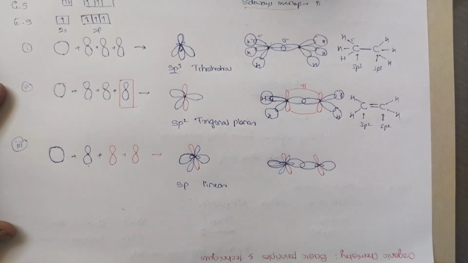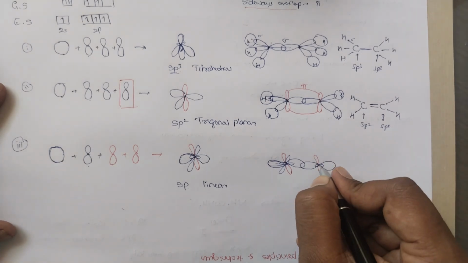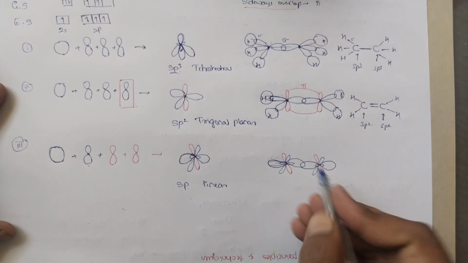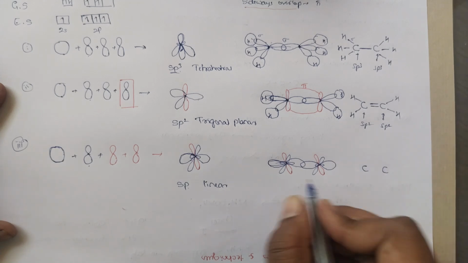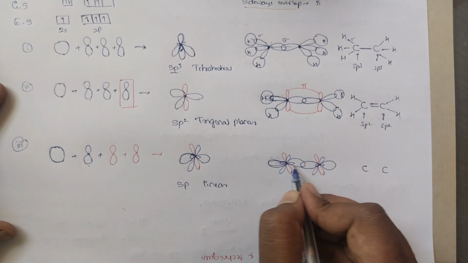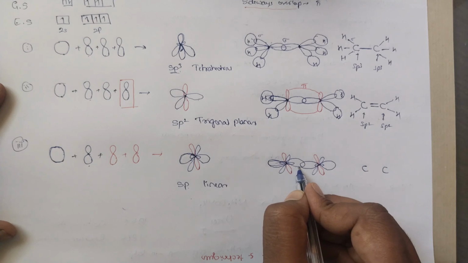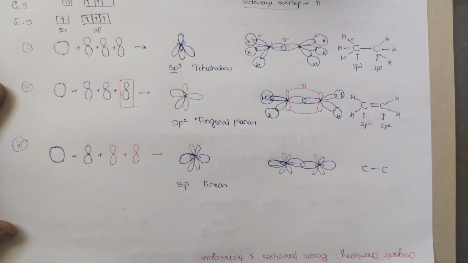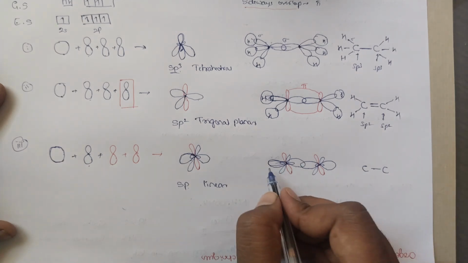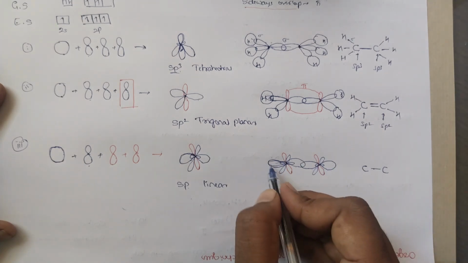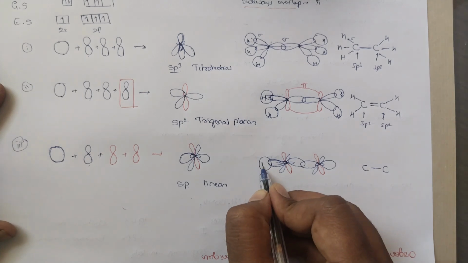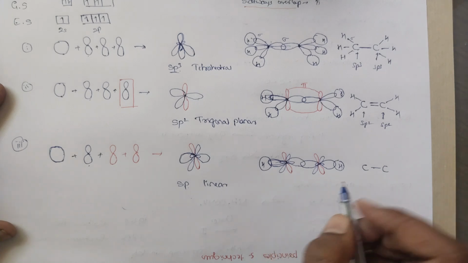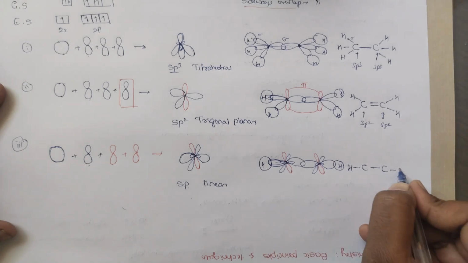There are two unhybridized orbitals. Okay, this is carbon and this is another carbon. This carbon and this carbon overlap axially. This sp orbital overlaps with the other sp of this carbon, so that there is a formation of sigma bond. And here there is another sp orbital, here also another sp orbital. This is overlapping with the 1s of hydrogen. Here also overlapping of 1s hydrogen, so that there is formation of sigma bond.